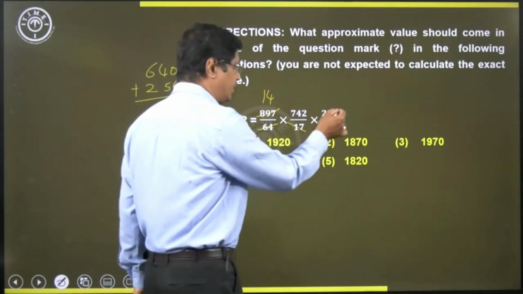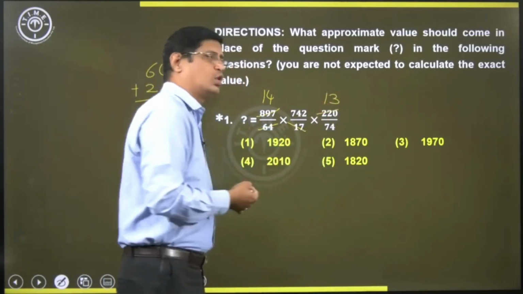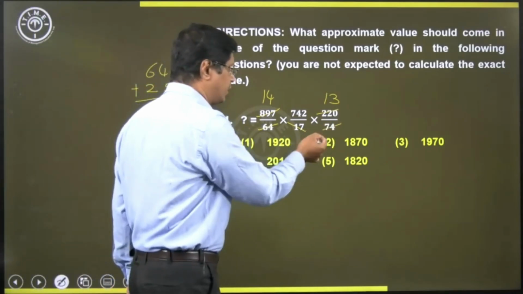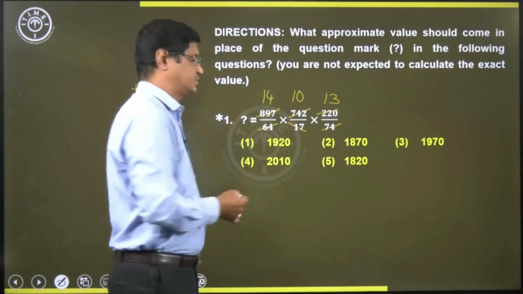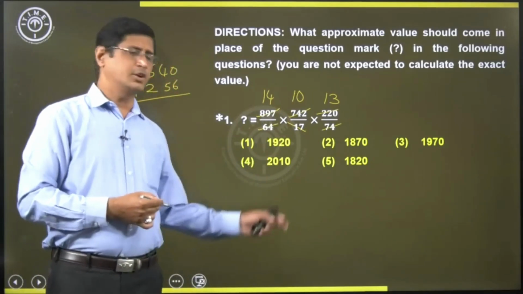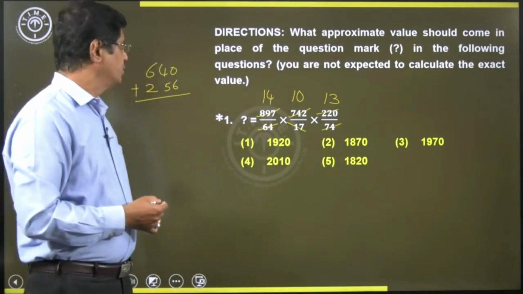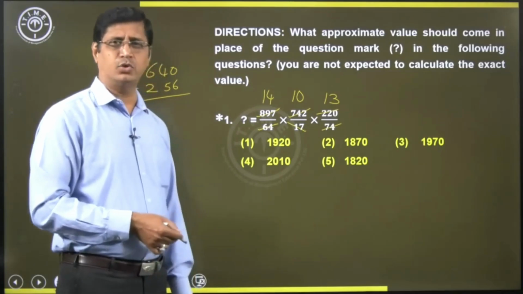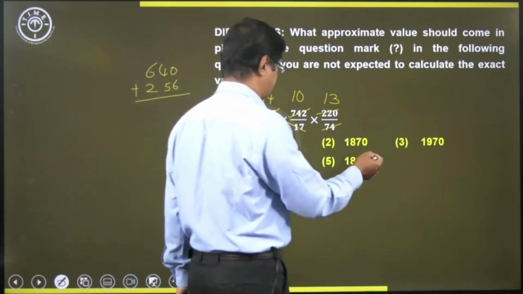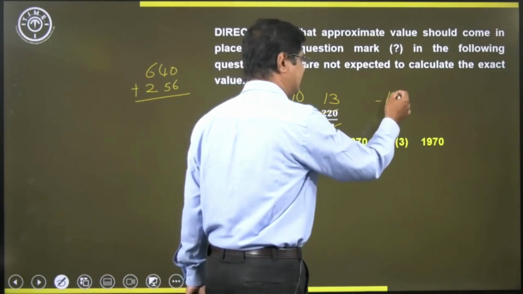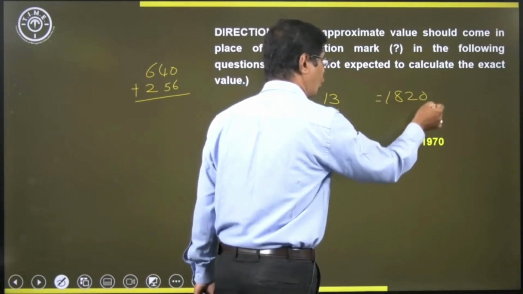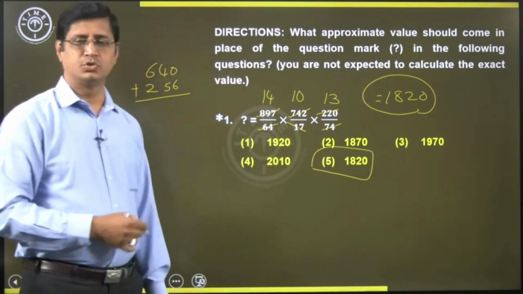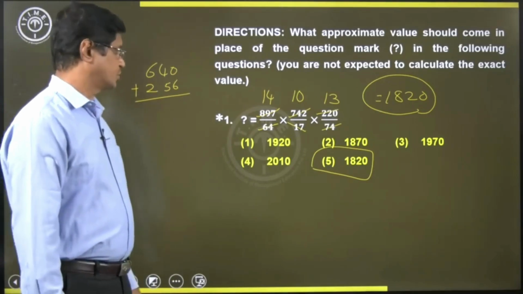Now what about 17? 17 times 13 is 221. Similarly 74 goes 10 times. Dear student, just observe 14 into 13 into 10. 14 into 13 is equal to 182. 182 into 10 is 1820. The right choice is option 5. Choice 5 is the correct answer for this question.